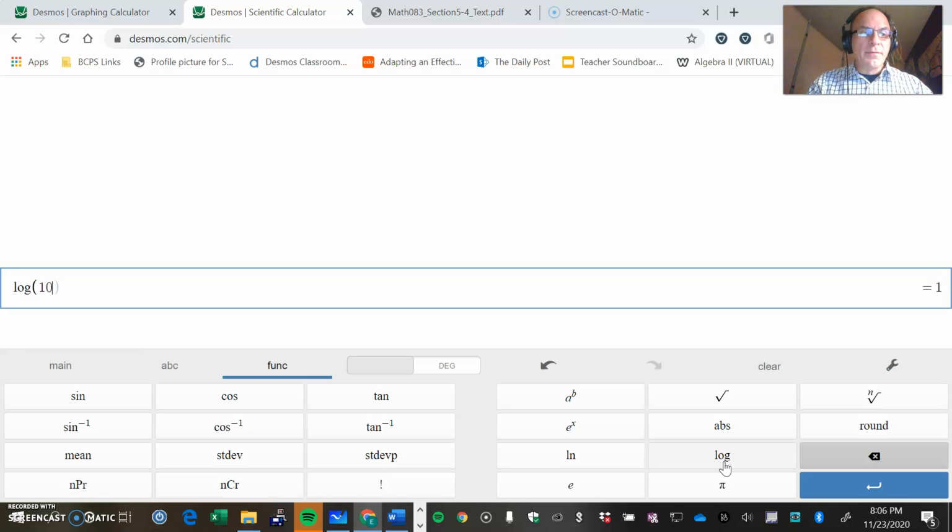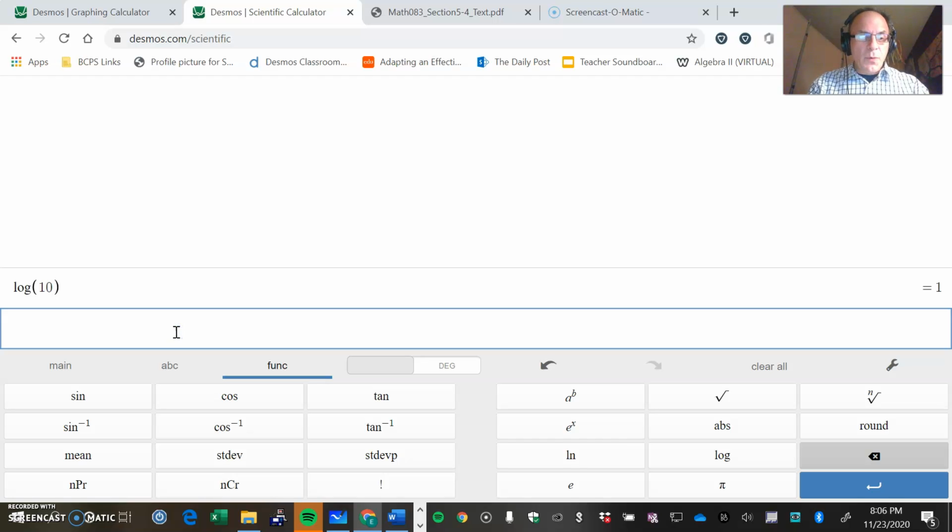So if I put in log of 10, we're going to get an answer back of 1 because 10, our base, raised to the first power is equal to 10. 10 to the second power would be equal to 100. So if I take log of 100, I'll use the function key, put in parentheses, I'm going to get an answer back of 2. Log of 1000 would be equal to 3 because 10 raised to the third power is 1000.